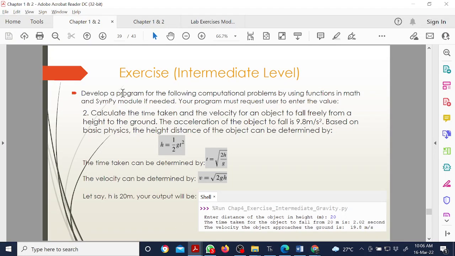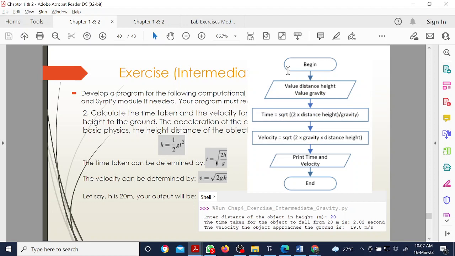The next exercise is to calculate the time taken for an object to fall from a certain height, and then to calculate the velocity. So we have this flowchart. First we need input: height and gravity. We know that gravity is constant, so no need to ask the user to enter the gravity, but the user needs to enter the height only. Then you calculate time, and then you calculate velocity.